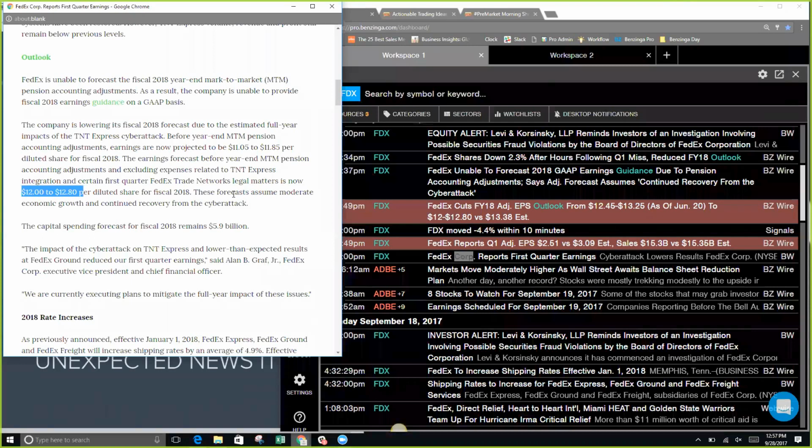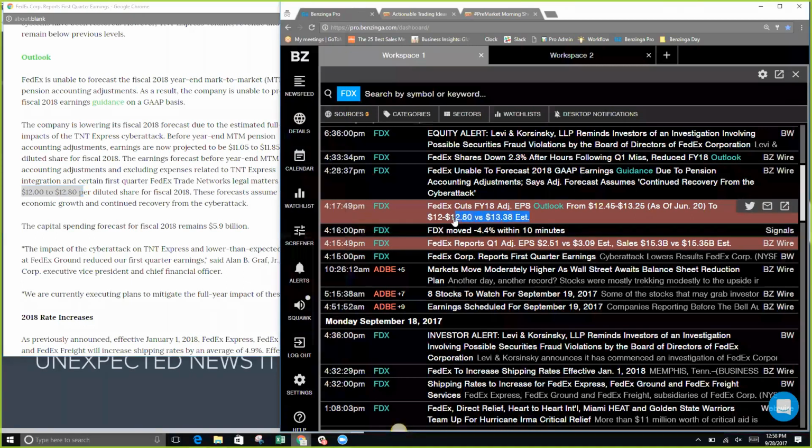And so something else to consider. Remember, we're talking about unexpected stuff here. This guidance cut seems to have surprised the Wall Street analysts also. An important part about this headline that I haven't mentioned yet is the estimate. Will you highlight that 13.38 right there?